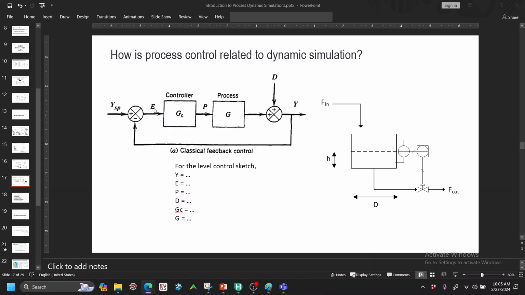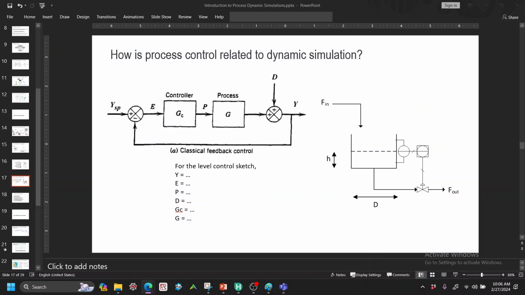The error signal is this one. But what is the error signal? The error signal is the difference between your set point and your measured performance. So in this case, what are you measuring? You can see this diagram on the right. There is no measuring on F in, and there are no flow meters on F out.